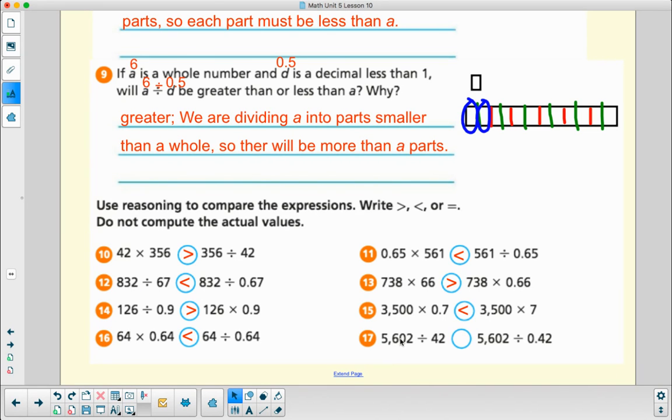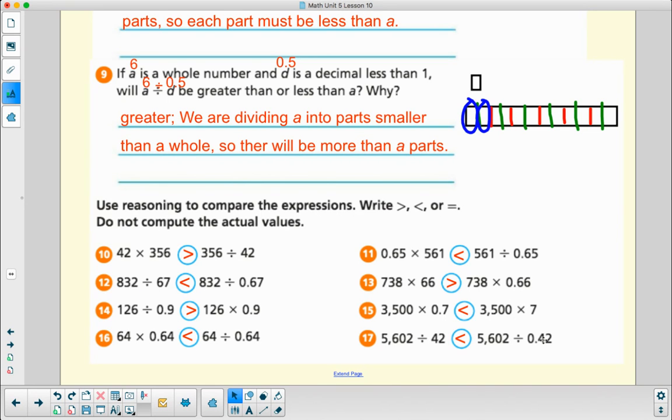And finally, 5,602 divided by 42 compared to 5,602 divided by 42 hundredths. And that would be less than. Here, I'm putting it into groups of 42. I'm going to have less than 5,602 groups of 42 because each group has more than one in it. Here, I'm going to have more than 5,602 because each group has less than one whole in it.